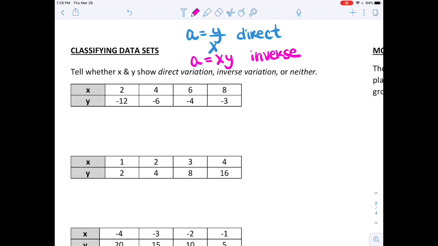So let's go ahead and start with multiplying. So I'm going to use x times y and multiply across here. So 2 times negative 12, again multiplying x times y, I get negative 24. 4 times negative 6, also negative 24. Negative 24 here for 6 times negative 4, and another negative 24 there. So this is constant. We have the same exact value. So that means that we have inverse variation.